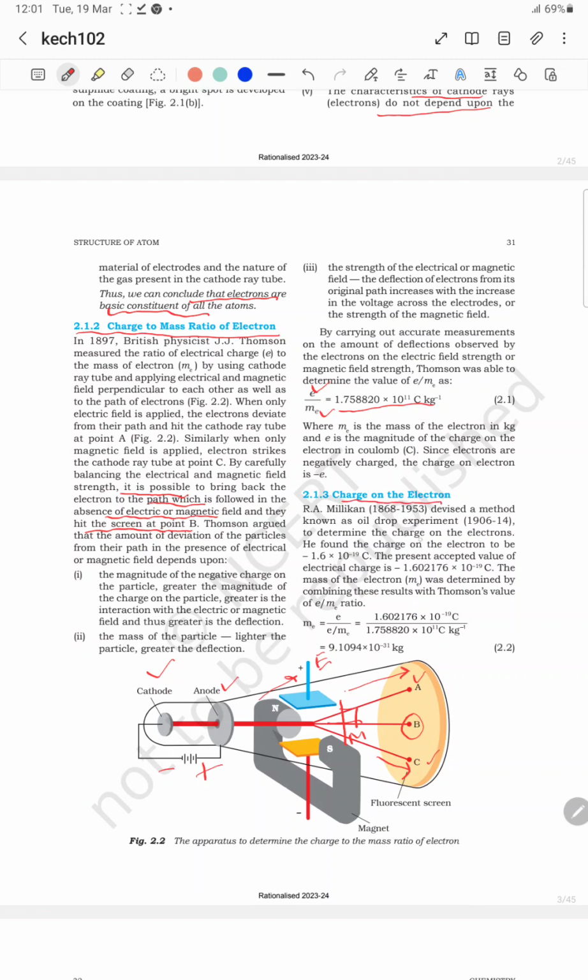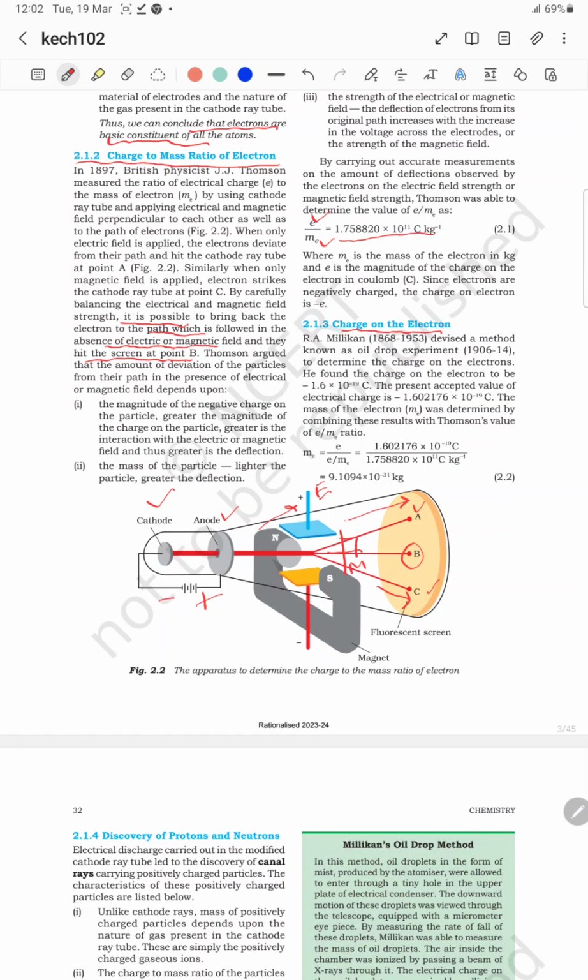Next topic is charge on the electron. R.A. Millikan (1868 to 1953) devised a method known as the oil drop experiment to determine the charge on the electron. He found the charge on the electron to be 1.6 × 10^-19 coulomb.